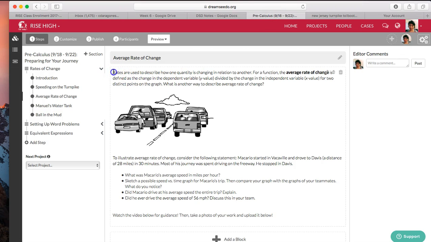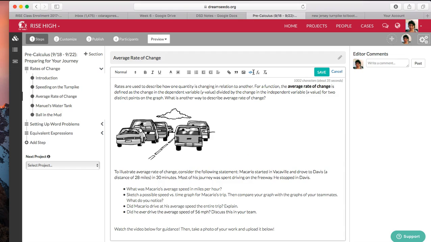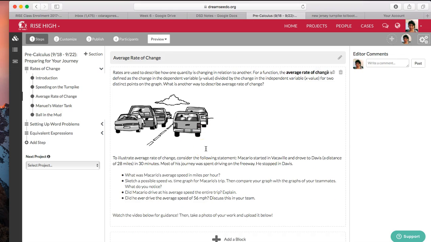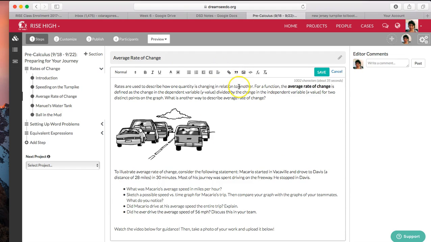So it says, rates are used to describe how one quantity is changing in relation to another. So for example, if you drove 60 miles per hour, miles are changing in relation to time, right? Miles an hour are related.